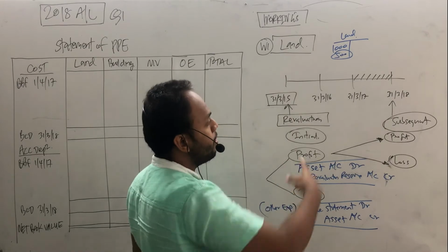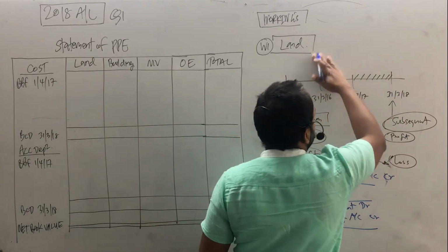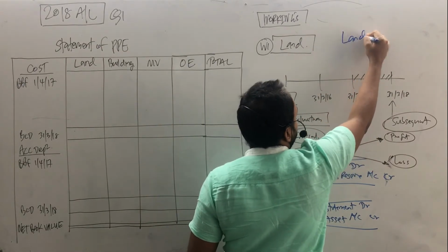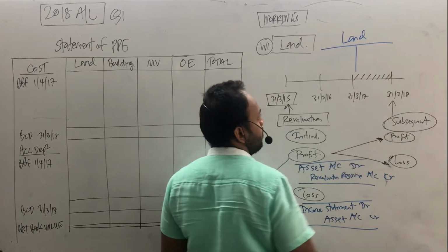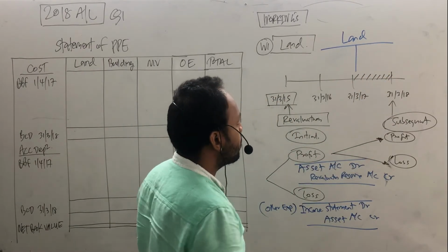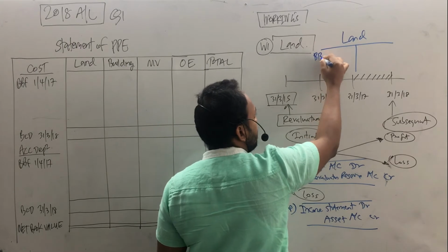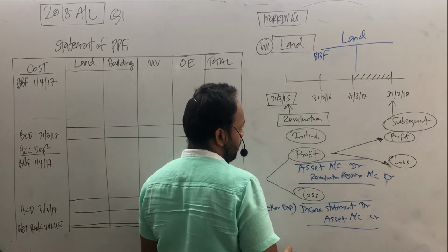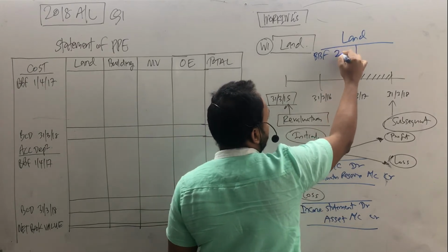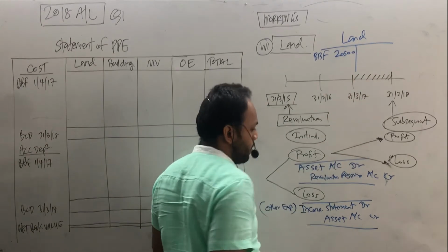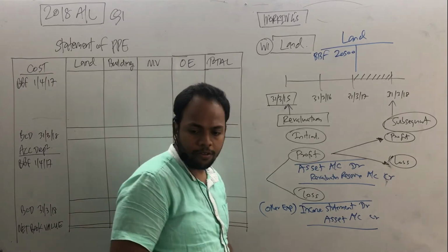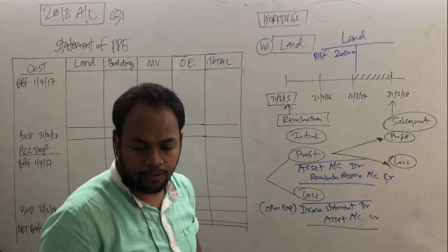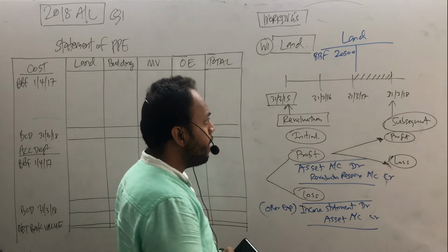Now we'll take this example. Okay? Right. We had a land with a cost of 20,500. So initially they had revalued.